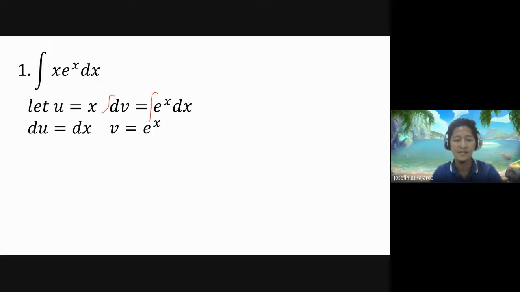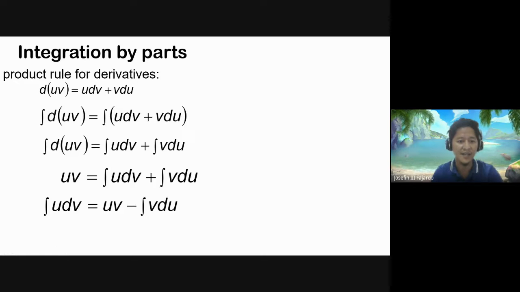Yes po. Okay, so we just plainly integrate this equation, both sides of the equation. So we have v is equal to e to the x. Okay, now, so balikan natin yung ating integration by parts. Kailangan natin makuha si uv at saka si integral ng v du.